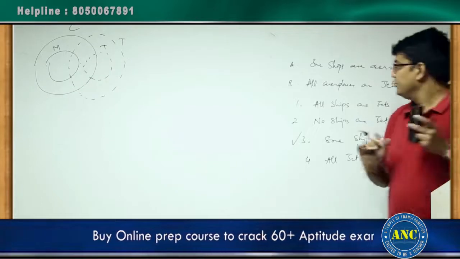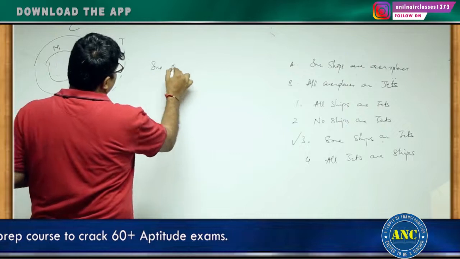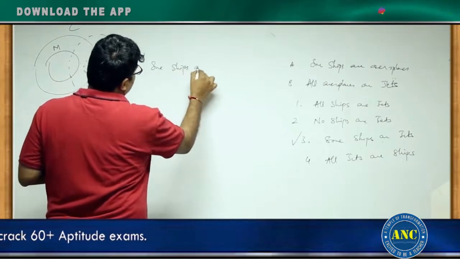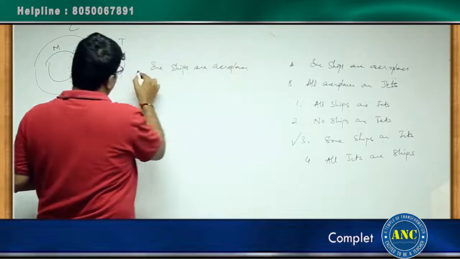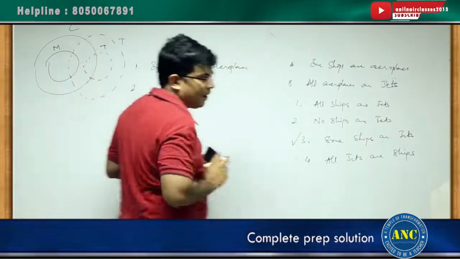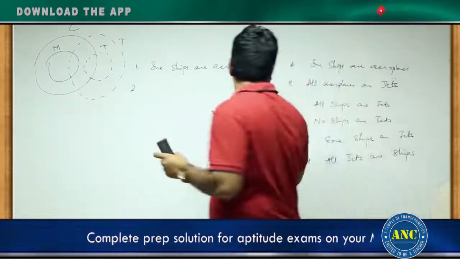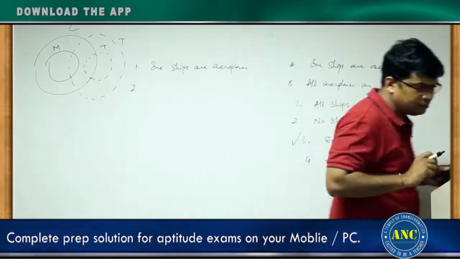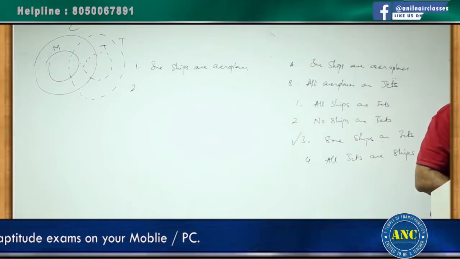Ships or aeroplanes. All aeroplanes are jets. Oh, same है क्या? Same हो गया. Some aeroplanes are tanker.